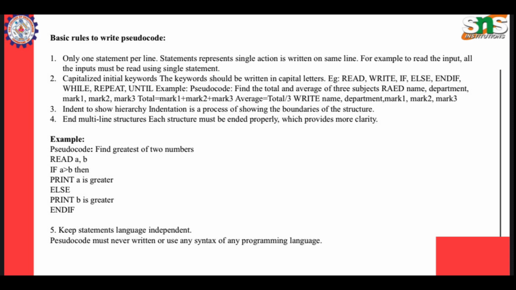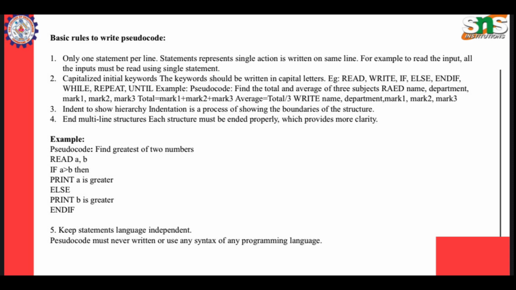Example pseudocode: find the total and average of the marks of 3 subjects. READ name, department, mark 1, mark 2, mark 3. Total equal to mark 1 plus mark 2 plus mark 3. Average is equal to total divided by 3. Next, WRITE name, department, mark 1, mark 2, mark 3. Here, READ and WRITE should be written in capital letters. That is the pseudocode present here.